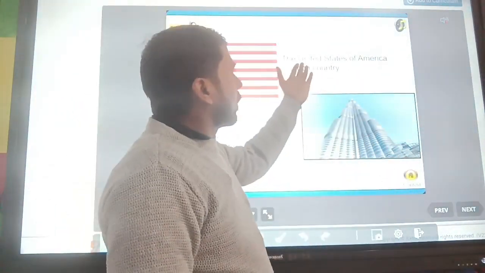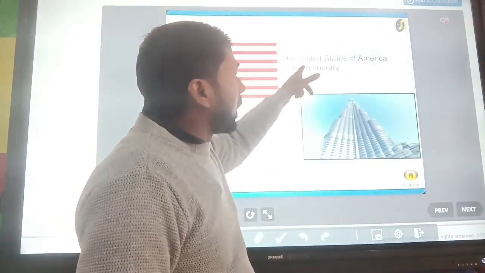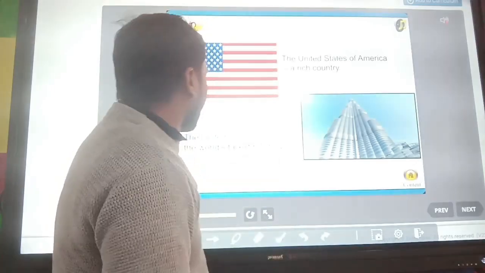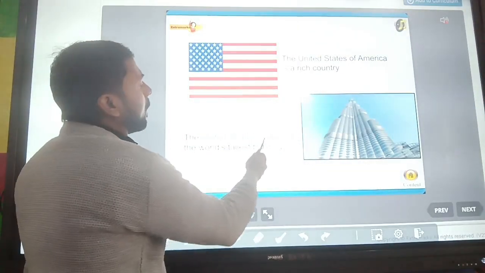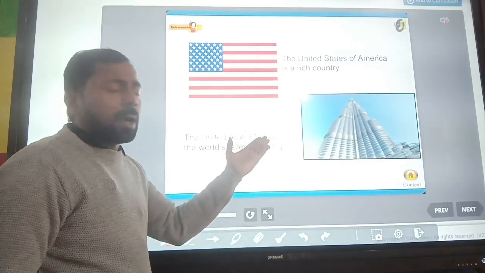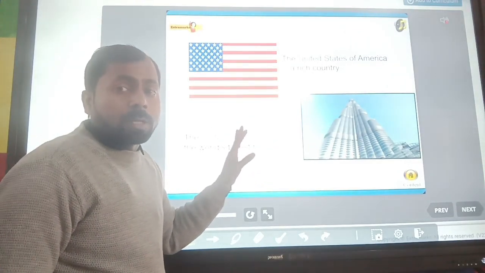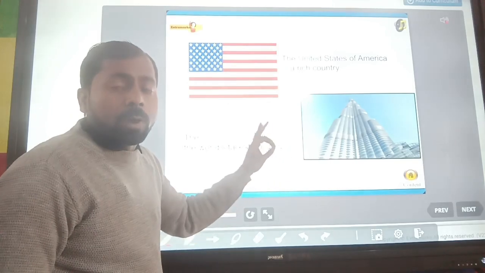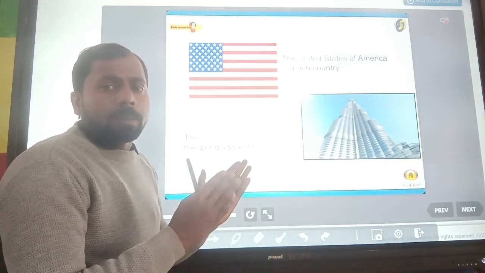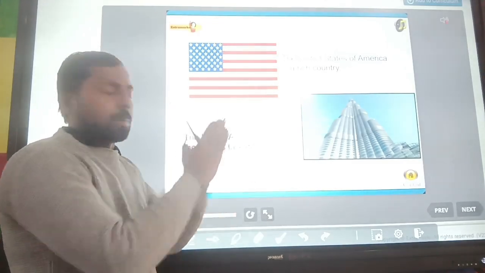It looks like a plural, but don't panic. It refers to the singular number. So this will take a singular verb. And the same with the United Arab Emirates has. United Arab Emirates looks plural, but it is not a plural number. Why? Because it is a country name, and it is a combined country name, so we can use a singular verb.